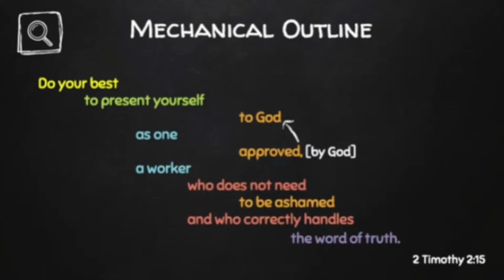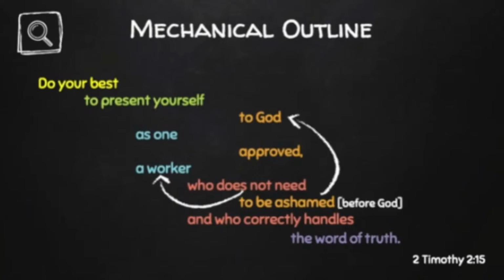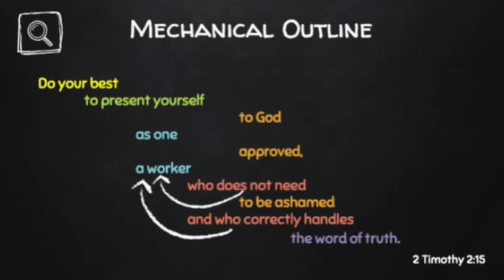But a worker is further modified by who does not need to be ashamed. So a worker who does not need, now to be ashamed is also modifying a worker, but it also modifies who does not need. So I've put that under approved. You could do this a bunch of different ways. And then also modifying worker is who correctly handles the word of truth.